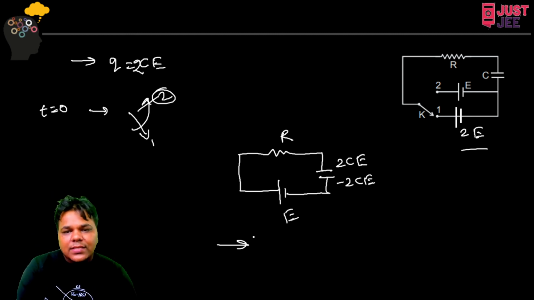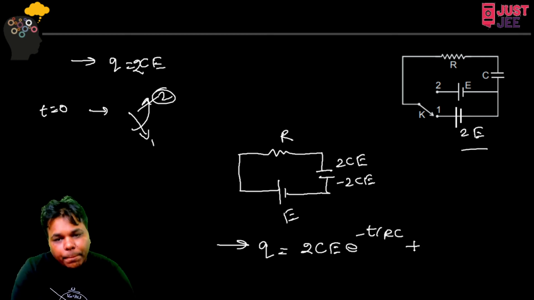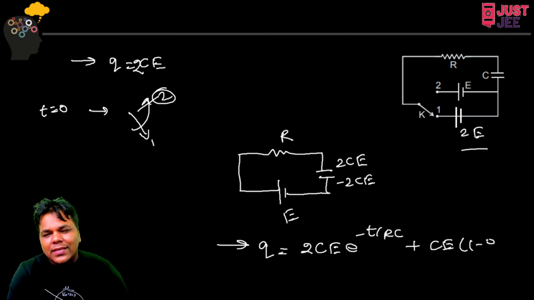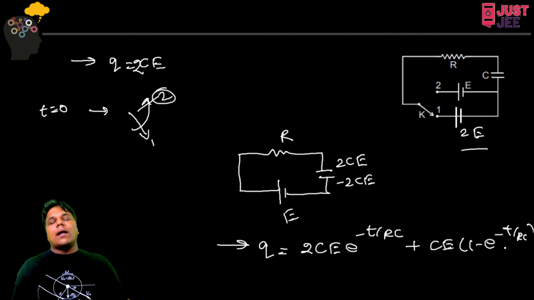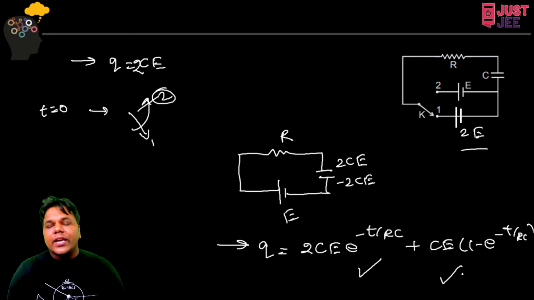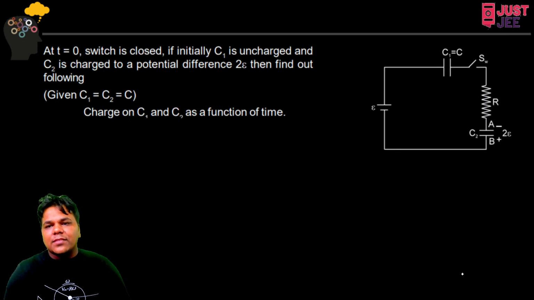So now you can see the charge on the capacitor is 2CE e raised to power minus t by RC plus CE into 1 minus e raised to power minus t by RC. So I combine those two methods, that is discharging and charging, and here you can see we can calculate it easily, right?